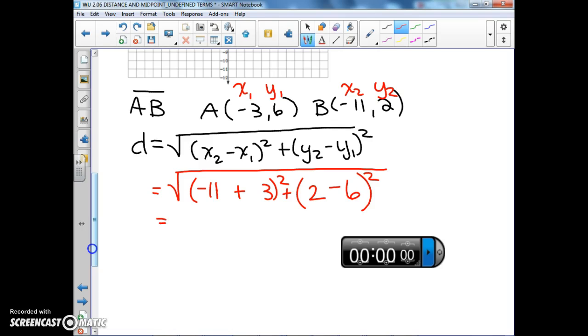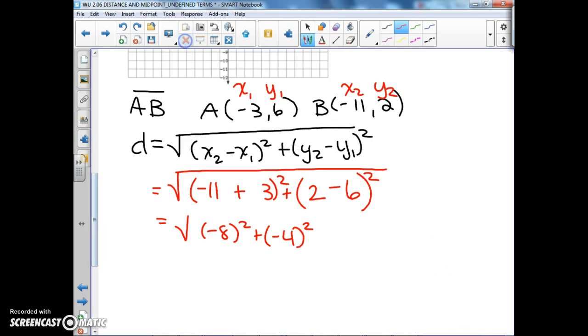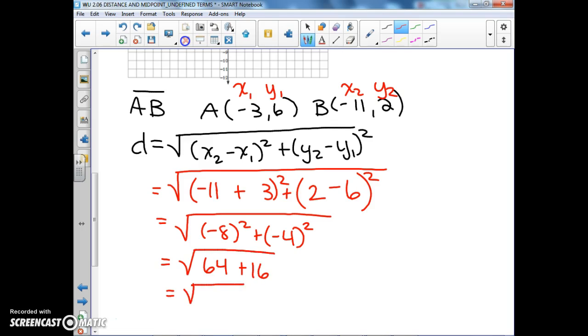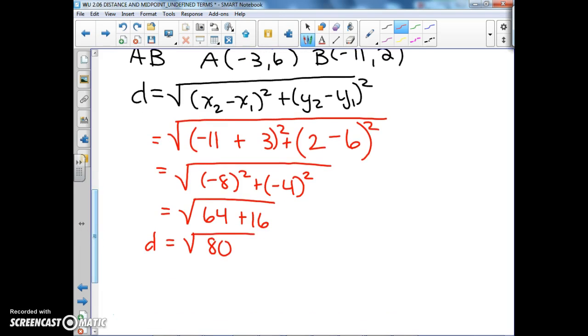Now I just need to do what's underneath the square root. First I have negative 11 plus 3. That's negative 8 squared. And then I have 2 minus 6. That's negative 4 squared. Now, negative 8 squared is 64. Negative 4 squared is 16. Add those two together and I get 80. So the side AB, the distance from A to B, is the square root of 80.